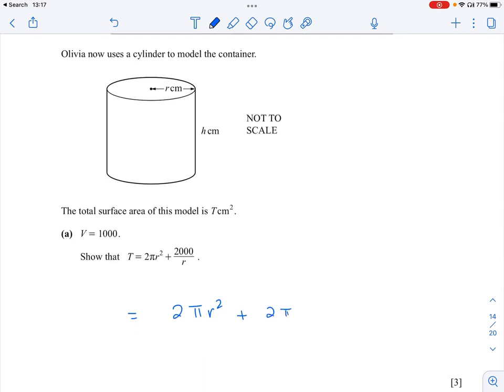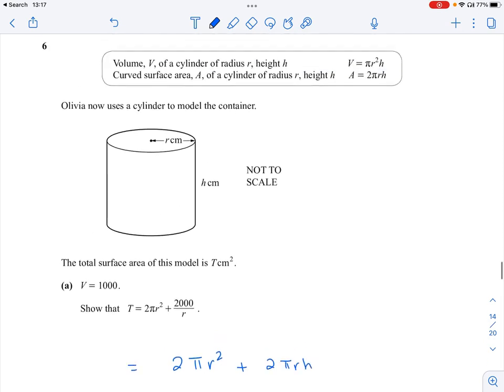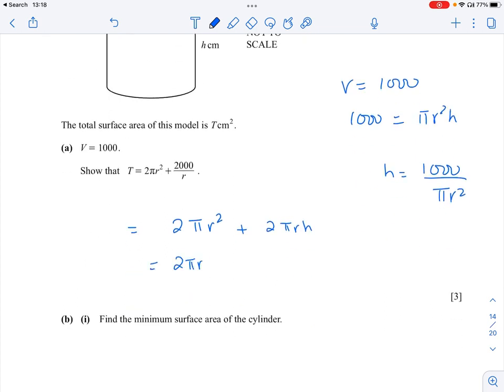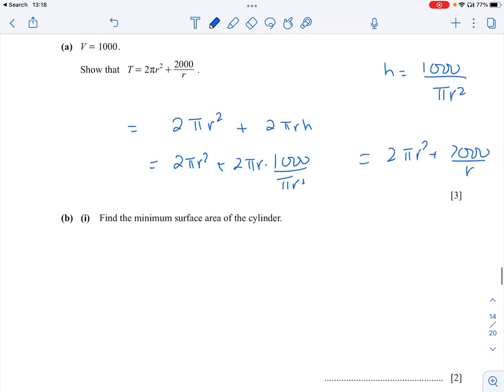What is the curved surface area? 2 pi r h. And he gave that volume equals 1000. So 1000 equals pi r square h. From there I get the value of h: h is 1000 upon pi r square. Plug in over there, it becomes 2 pi r square plus 2 pi r h. 2 pi r h is 2 pi r times 1000 upon pi r square, which gives 2 pi r square plus 2000 upon r. Find the minimum surface area of the cylinder.